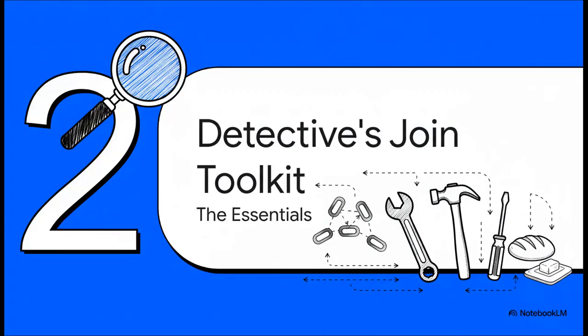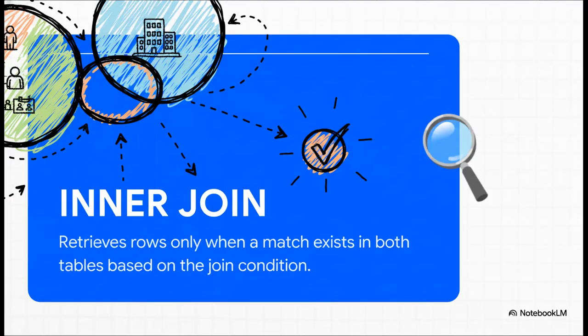To solve this, you need a basic toolkit, and in SQL, that toolkit is your set of join commands. These are really the bread and butter of database queries, so let's do a quick review of the essentials. Your main tool, your go-to, is the inner join. Think of it as finding the perfect overlap between two datasets. It will only show us employees who have a matching department in the departments table. If there's no match, well, they just don't make the list.